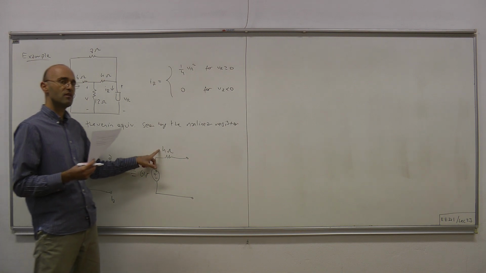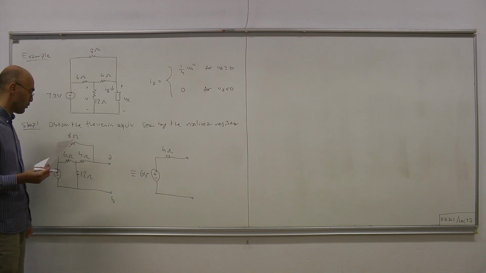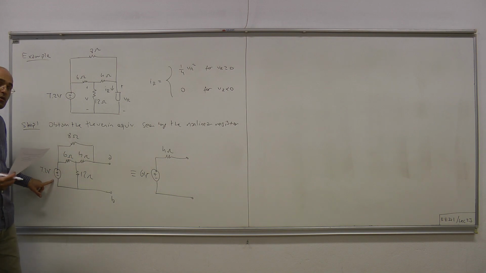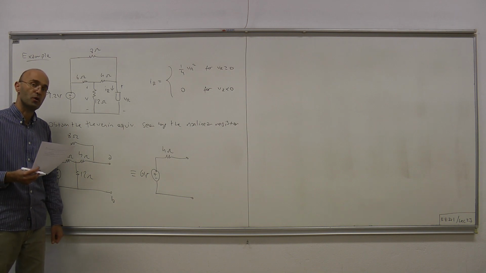Another way to compute Thevenin resistance, remember, was to kill all the sources inside the one port. In this case, there's only one independent source, and killing it means you replace it by a short circuit.